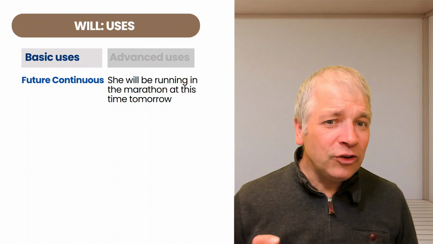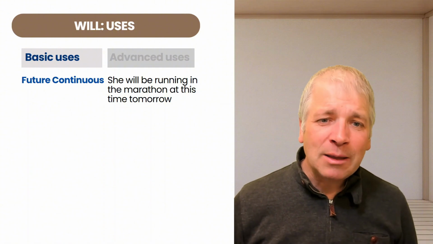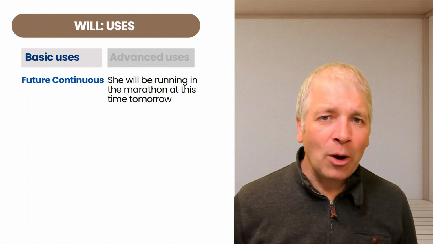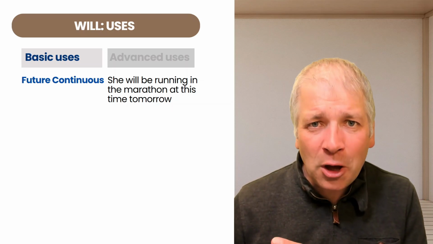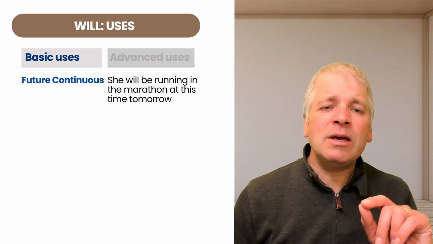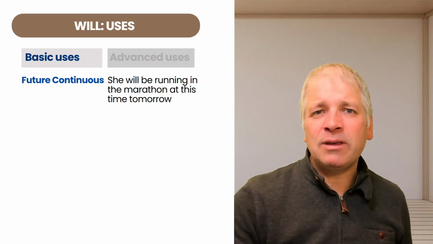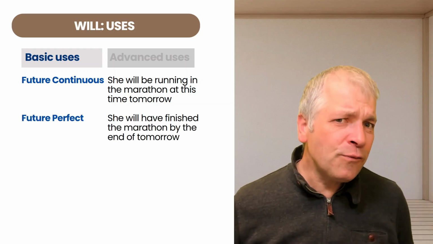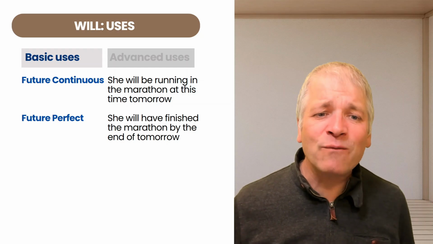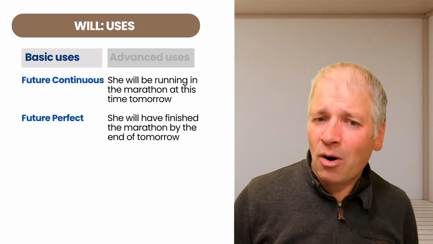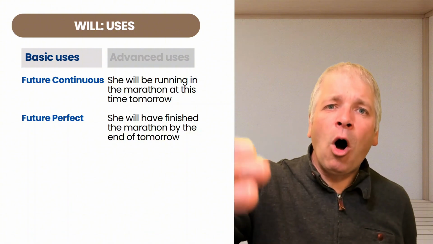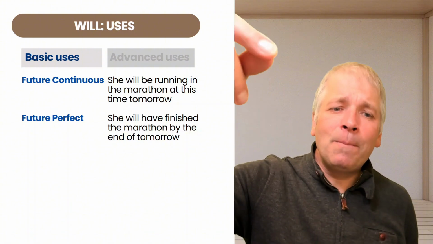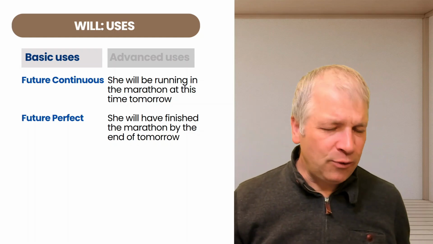The future continuous. She will be running in the marathon at this time tomorrow. So here, will be, followed by the ing form of the verb, indicates an activity that will be in progress at a particular time in the future. Also future perfect. She will have finished the marathon by the end of tomorrow. Here we're looking at a time in the future and we're thinking what will be completed by that time. And we use the future perfect.